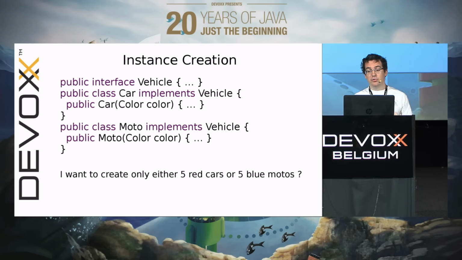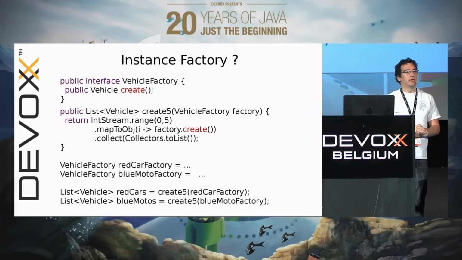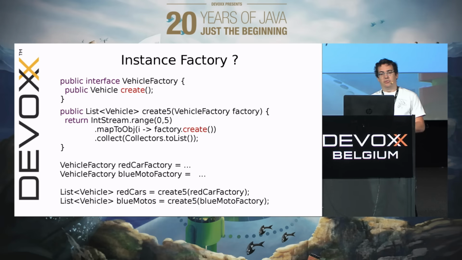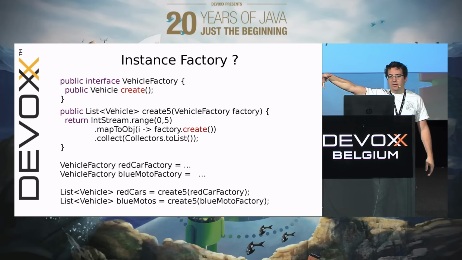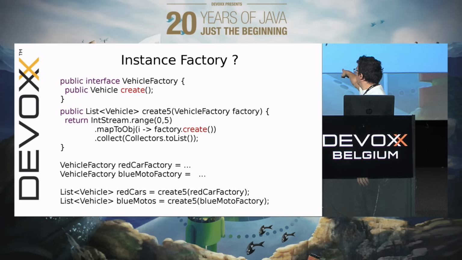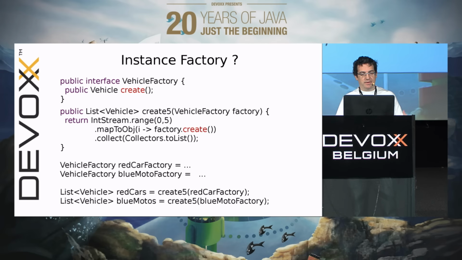Obviously, I can reuse a part of the code, which is to create 5 of them. So I will write it something like this. I will create a factory of vehicle, and I will create a method create5 that takes a factory of vehicle. So I will be able to reuse the method create5 with a red car factory and with a blue moto factory. That's basically the idea.